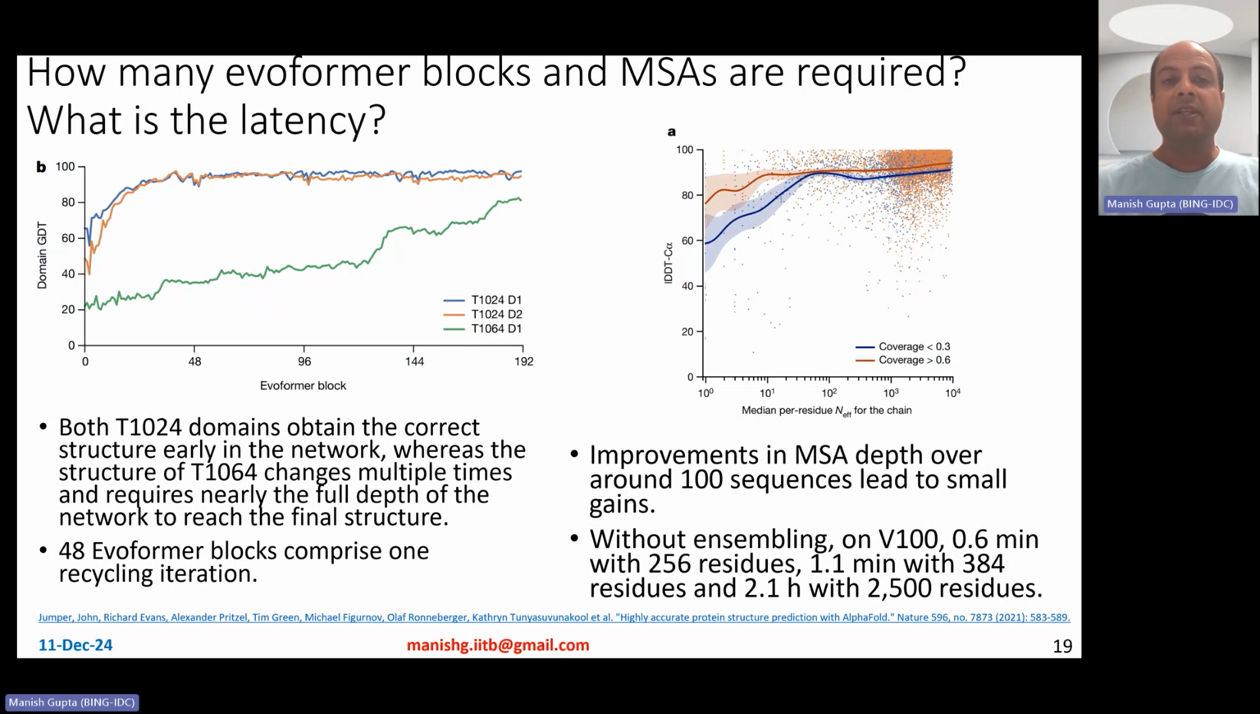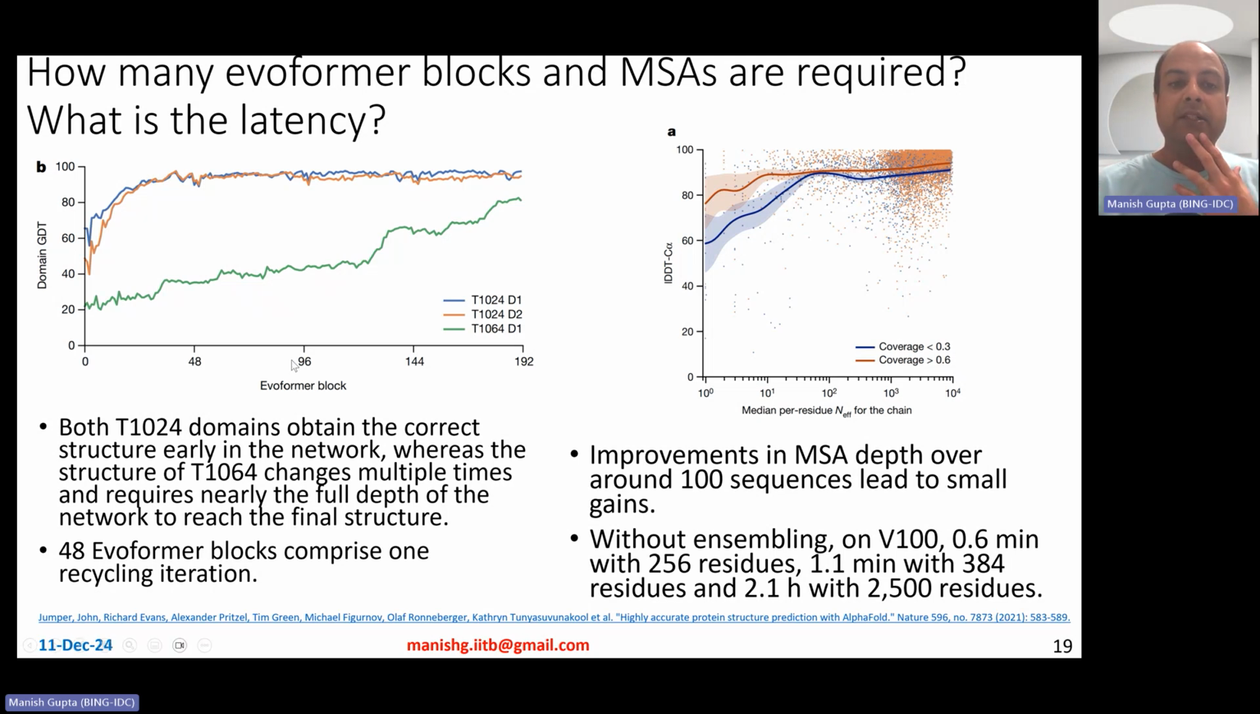Now, of course, AlphaFold has many Evoformer blocks. How many Evoformer blocks and MSAs are really required? When you do the similarity search, you also obtain multiple similar sequences. How many of them are really required? They did this experimentation, and they found that there were 48 Evoformer blocks overall, but then they also repeat. There are iterations also going on.